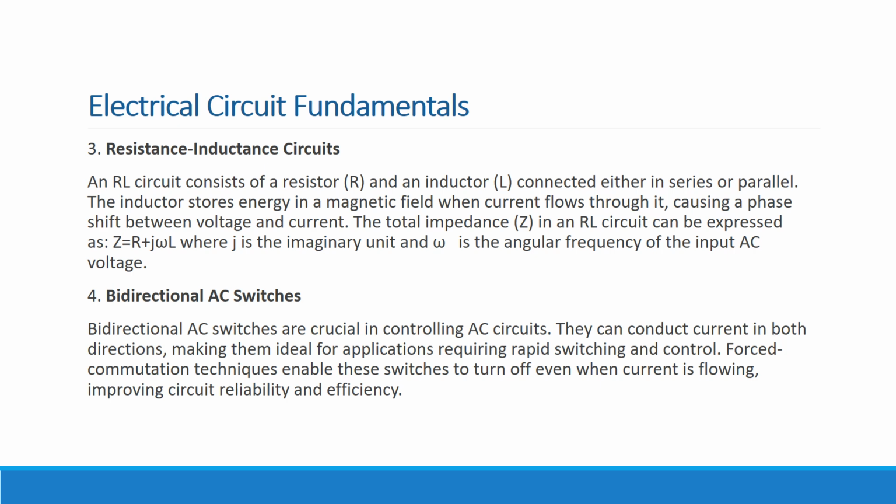Bidirectional AC switch. Bidirectional AC switches are crucial in controlling AC circuits. They can conduct current in both directions, making them ideal for applications requiring rapid switching and control. Forced commutation techniques enable these switches to turn off even when the current is flowing, improving circuit reliability and efficiency.